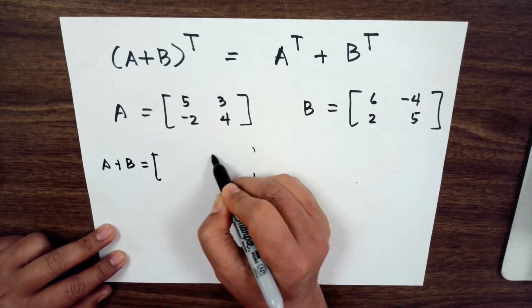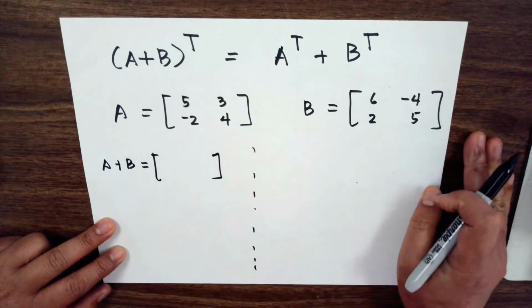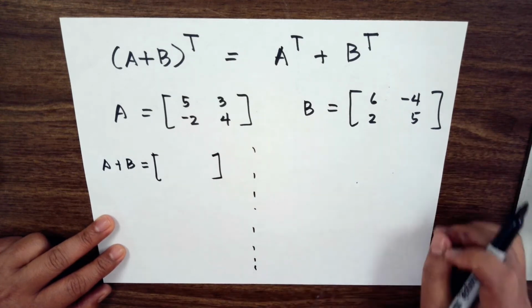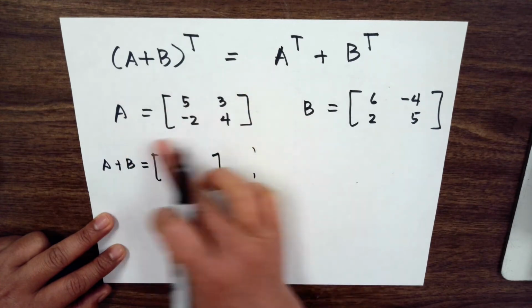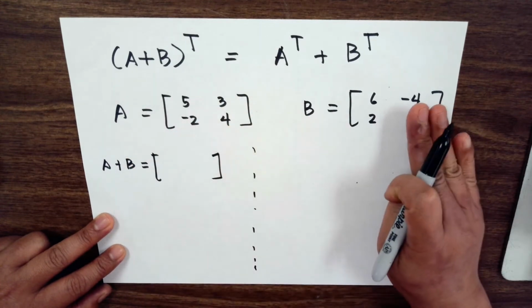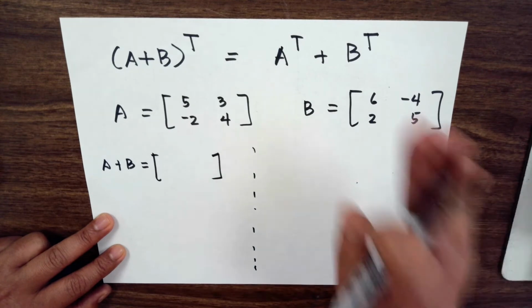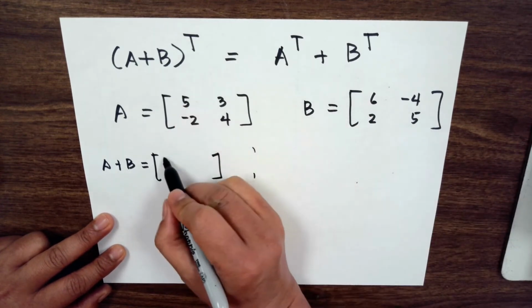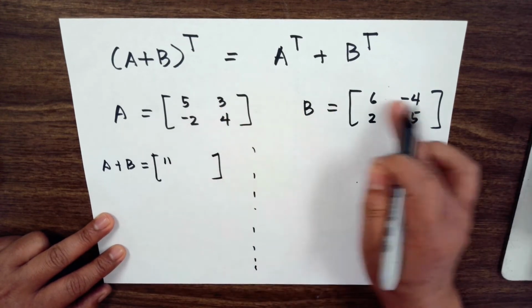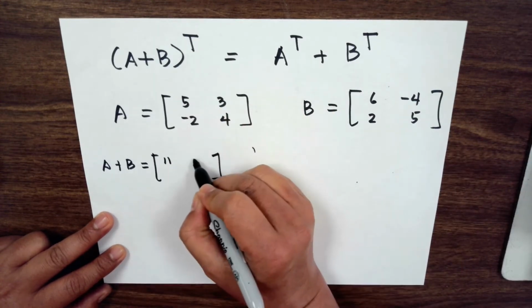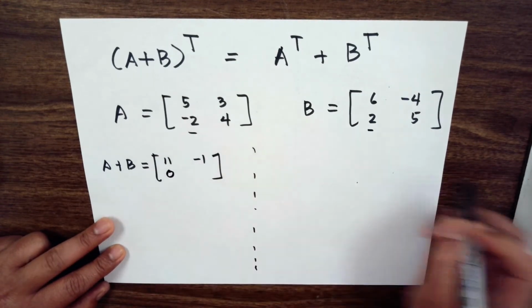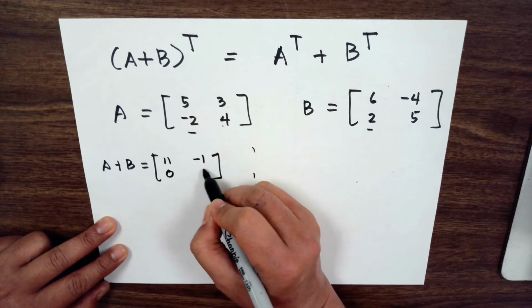Alright, and we have learned that to find the sum, we simply find the corresponding sum of the elements. So what is meant by corresponding? I always say that if I'm going to cut this, just imagine I'm going to cut this and put it on top of this, you will have to add those elements put together. So you have 5 plus 6, that's 11. And then you have 3 plus negative 4, that would be negative 1. And then you have negative 2 plus 2, that would be 0. And 4 plus 5, that's 9.